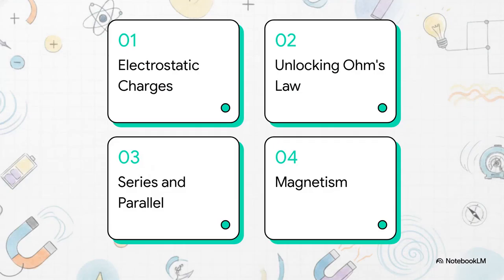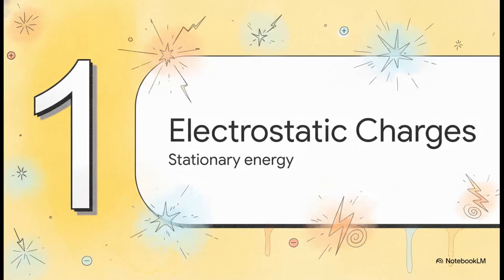To wrap our heads around these incredible phenomena, here is our game plan. 1. Sparks and electrostatic charges. 2. Unlocking Ohm's law. 3. Series and parallel circuits. And 4. Magnetism and electromagnets. Starting with Part 1, Sparks and electrostatic charges, let's unveil some stationary energy.